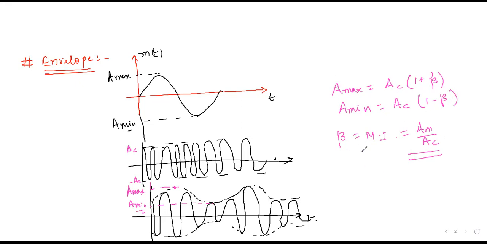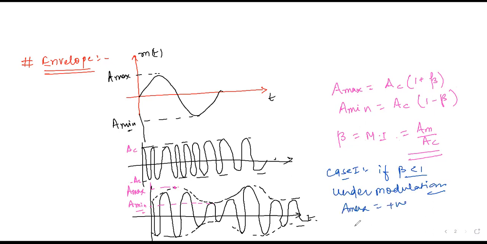Now, what will happen actually? If you write case 1, first case: if beta is less than 1, that is under modulation. Now, what will happen in under modulation? If beta is less than 1, then A maximum is positive, and A minimum is also positive. So this is the case of beta less than 1, envelope detector output. This is the envelope for beta less than 1, not equal to 1. This is the under modulation case.